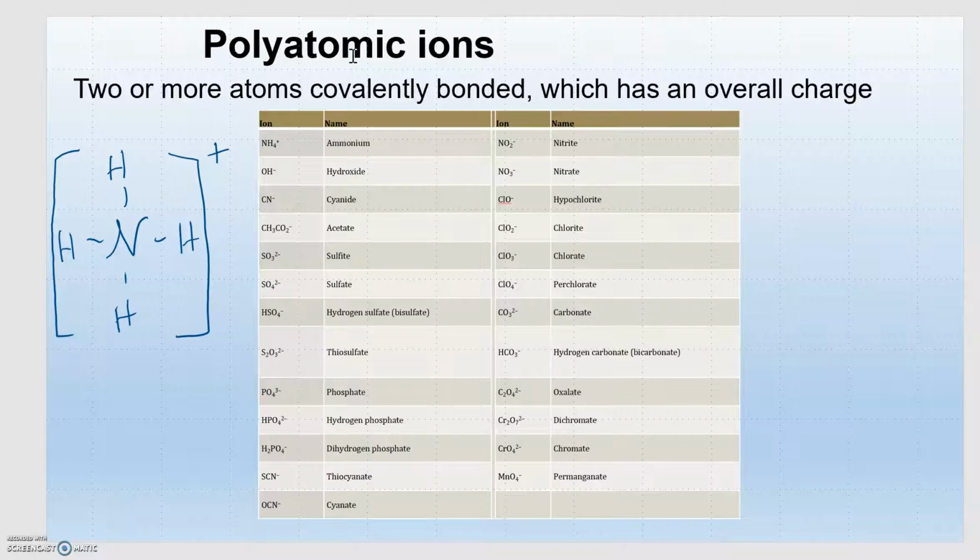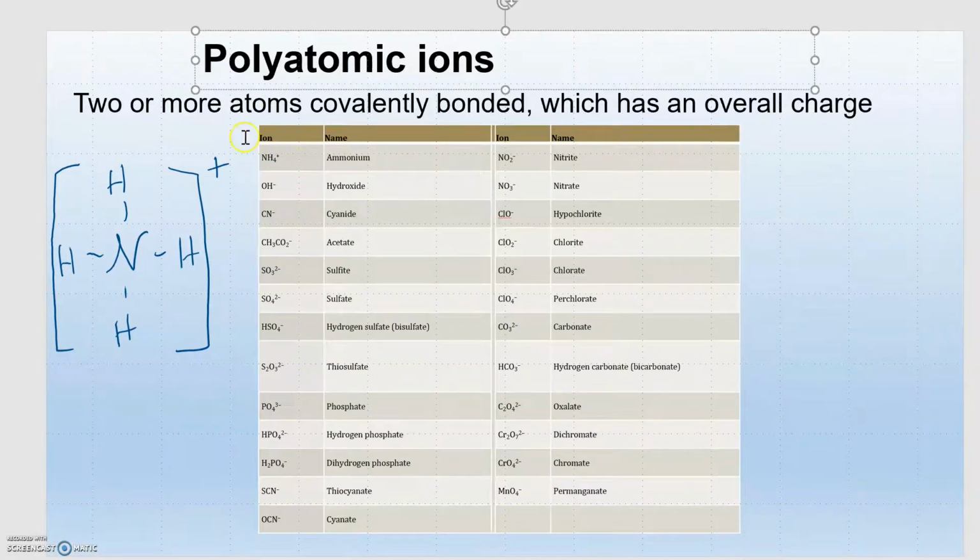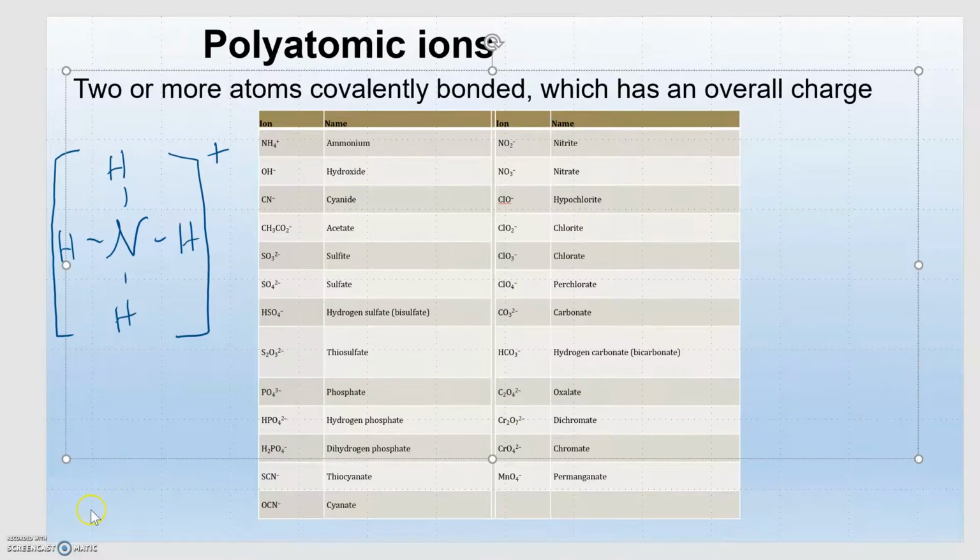An example, I know these are really hard to see, but this is a list of common polyatomic ions. And we wrote one out. It's the NH4+ ion. So this is nitrogen with 4 hydrogens, and it has a charge. Now notice the elements involved in polyatomic ions are all nonmetals. So they're covalently bonded, but they're in such a way that they end up with a charge. Let's just keep it simple like that for now.